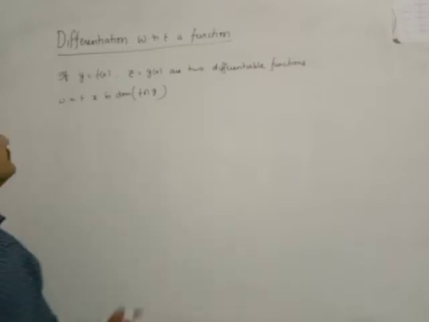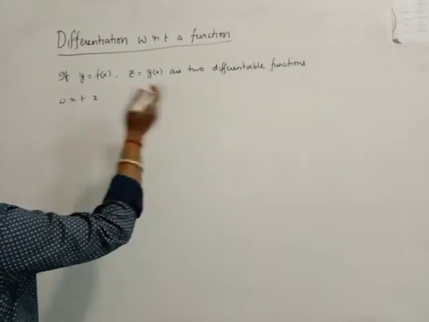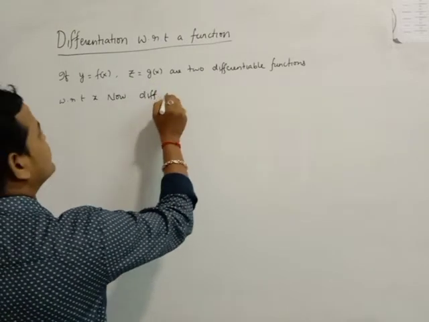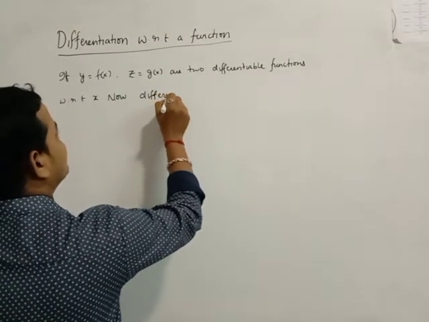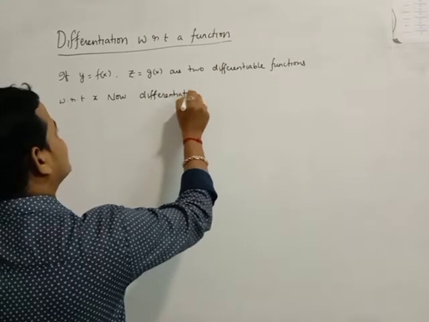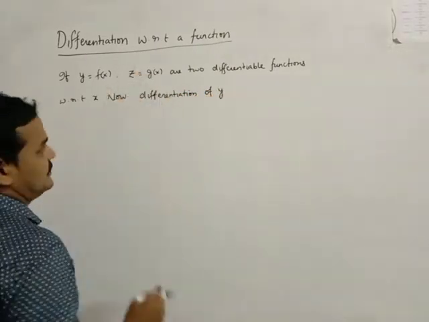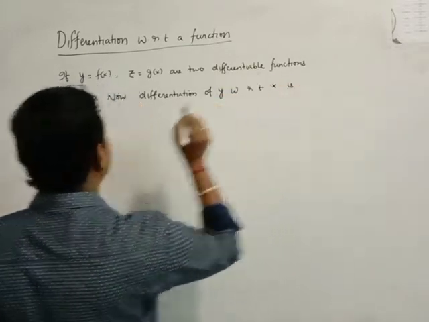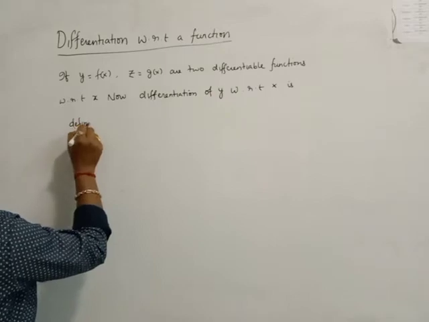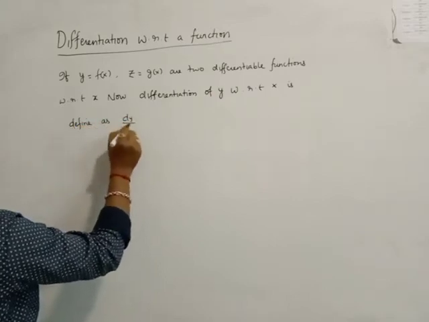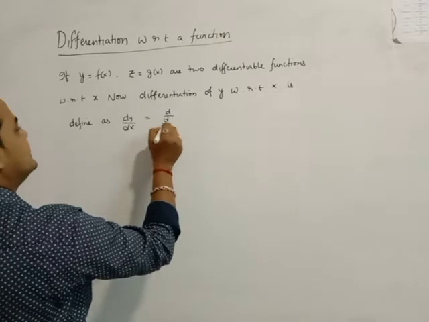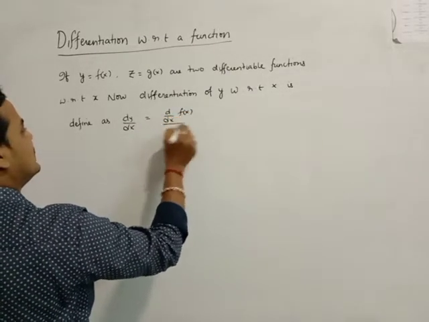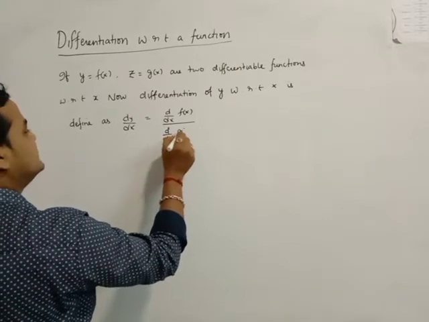Now, differentiation of y with respect to x is defined as dy by dx is equal to d by dx of f of x by d by dx of g of x.